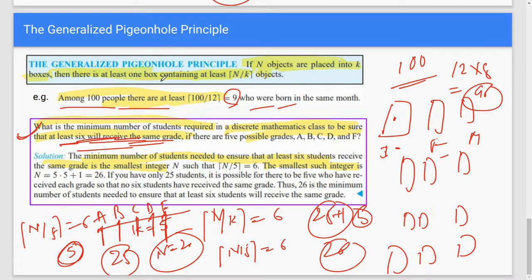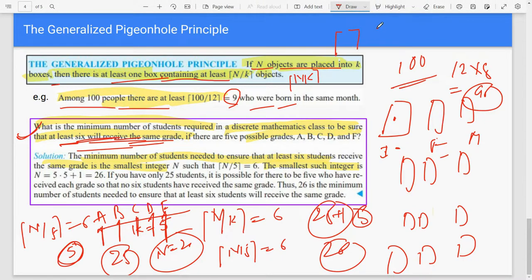So this was all about the pigeonhole principle. In the Rosen book, a lot of questions are discussed. You can solve a particular question, but this is the fundamental thing that you need to follow. The generalized pigeonhole principle is: if n objects are placed into k boxes, then there is at least one box that will contain at least the ceiling of n divided by k objects. There is something called the ceiling, and something called the floor, the greatest integer and the lowest integer.